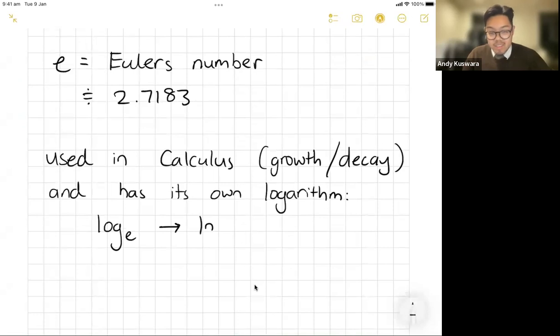What's nice about it is it has its own logarithm, log base e. You'll see it in your calculator as this ln thing. It's just a fancy way of writing log base e. It stands for natural log, ln.